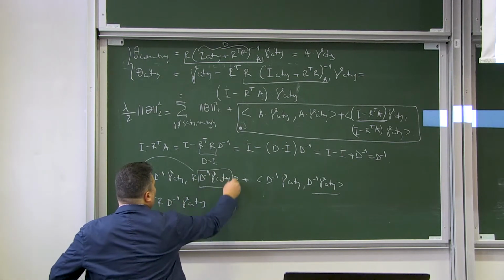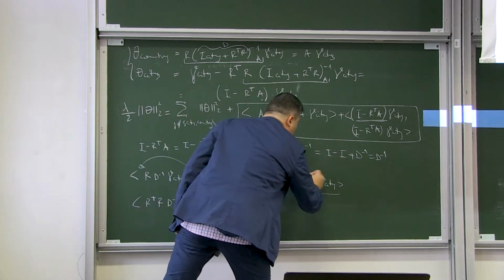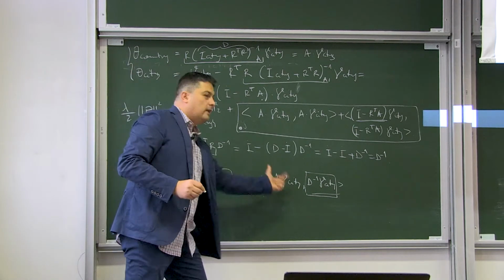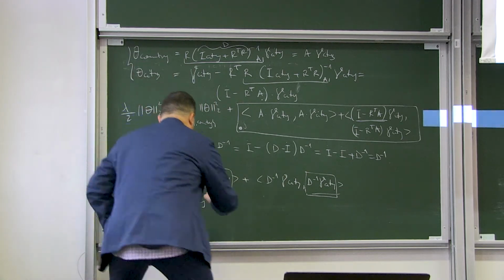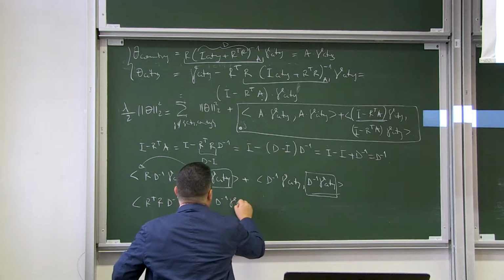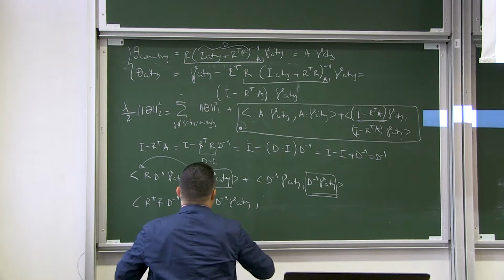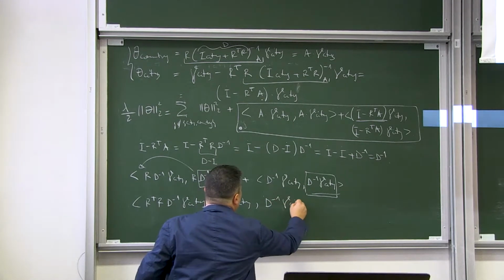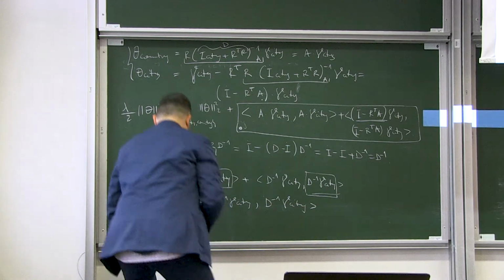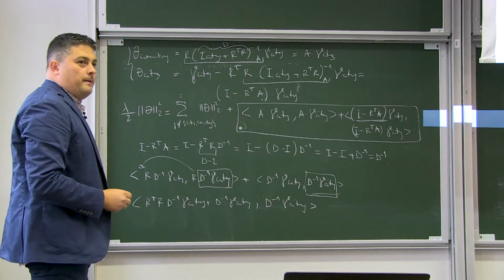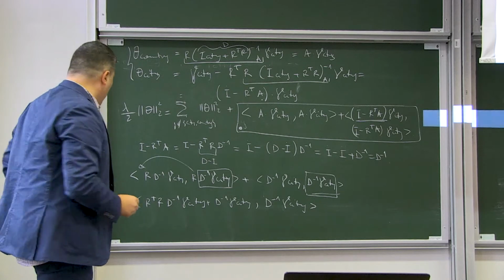Now, d minus 1 gamma ct remains, which is the same as this. So we can then sum up this part with that part, right? So this is plus d minus 1 gamma ct. And now this is in a dot product with d minus 1 gamma ct. Okay? So what can we do now?